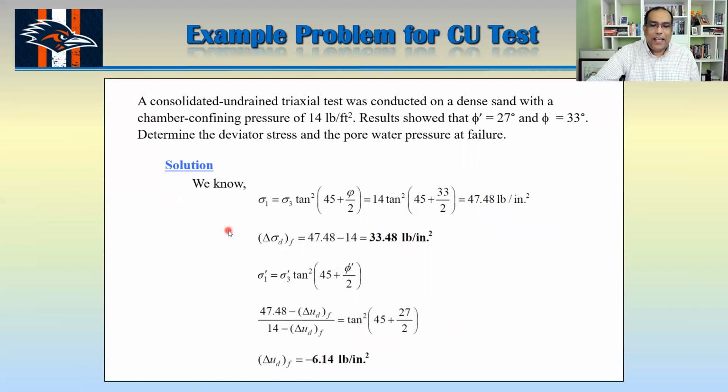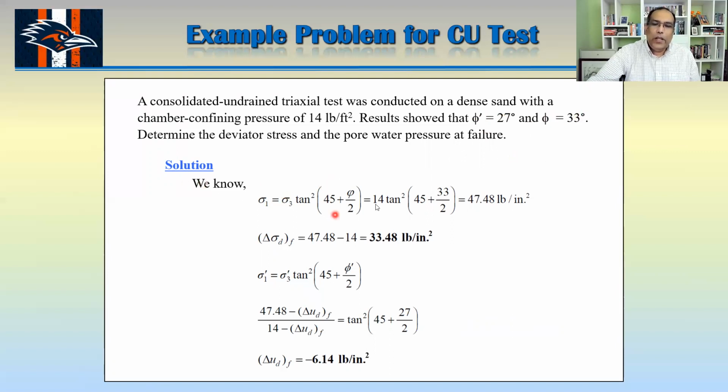Now there is another example here. A consolidated undrained triaxial test was conducted on a dense sand with a chamber confining pressure of 14 pounds per square foot. Results showed that phi prime is 27 and phi is 33 degrees. Determine the deviator stress and the pore water pressure at failure. Actually, this one has to be the other way around. This one has to be phi 27 and phi prime 33.